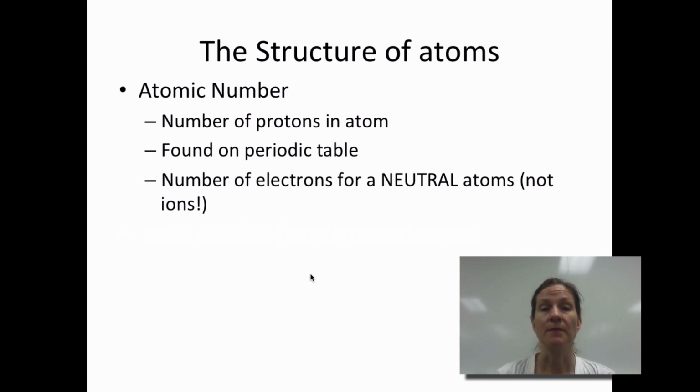If we're dealing with an atom and not an ion, which is a positive or negative atom, so if you're just dealing with a neutral atom, then you can also assume that the atomic number is your number of electrons. Okay, that's not always true.